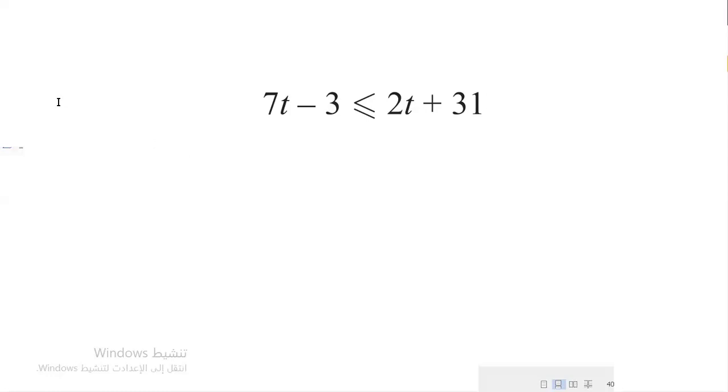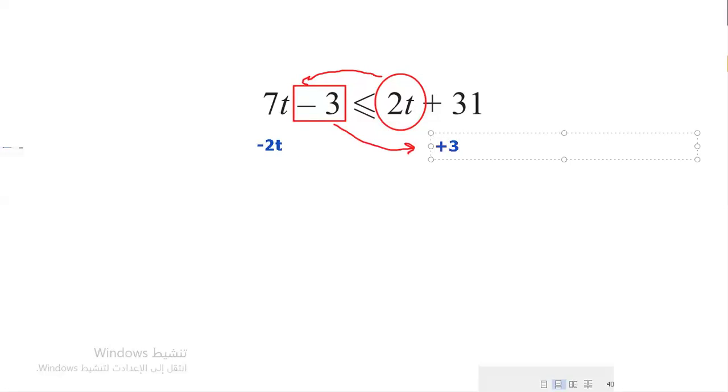So here, first I'm going to take this 2t and take it to the other side. It's positive 2t. Now here it's going to be negative 2t. And then I'm going to take this -3 to the other side and change the sign. So it's going to be positive 3. Now I'm going to simplify because I took these. I'm going to remove them. Now I'm going to put the same sign like this.